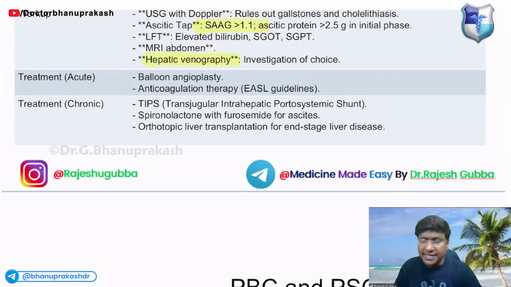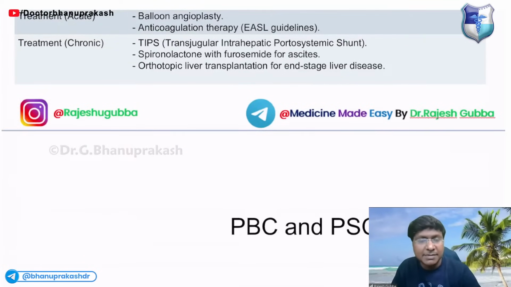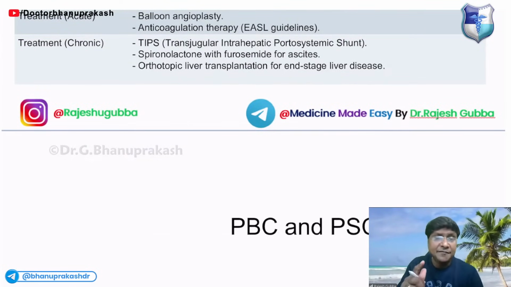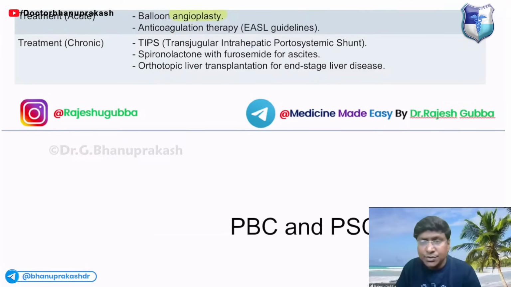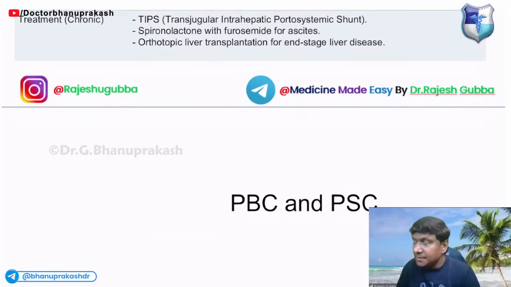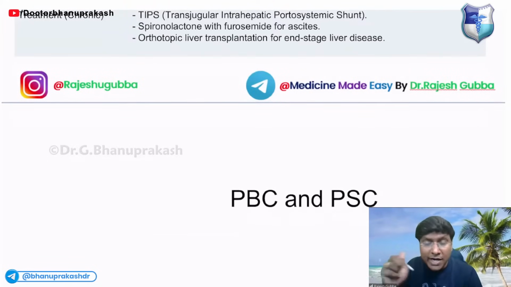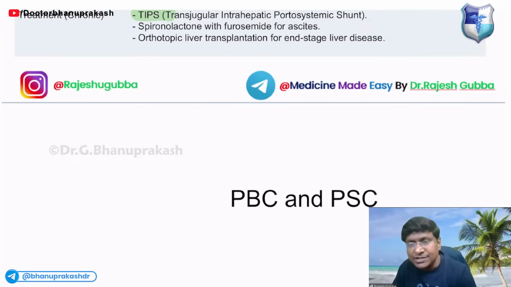So then how do you treat these patients with Budd-Chiari syndrome? If it is the acute form of Budd-Chiari syndrome, then you need to do balloon angioplasty and anticoagulation therapy has to be given. But if it is the chronic form of Budd-Chiari syndrome, then you need to do TIPS, that is transjugular intrahepatic portosystemic shunt.